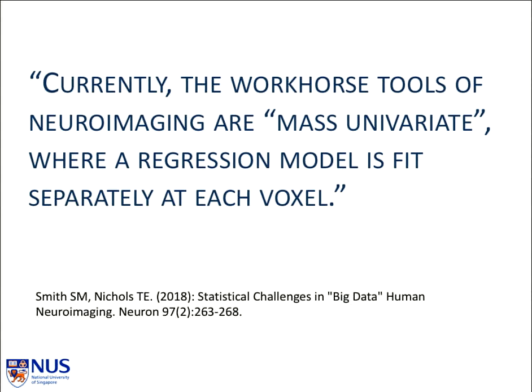And recently, Smith and Tom Nichols basically said that even at the current stage, where we have a lot of machine learning approaches to deal with high-dimensional data, unfortunately, the workhorse tools of neuroimaging are still massive univariate analysis, where a regression model is fit separately at each voxel. So that's still something we do at the current stage.